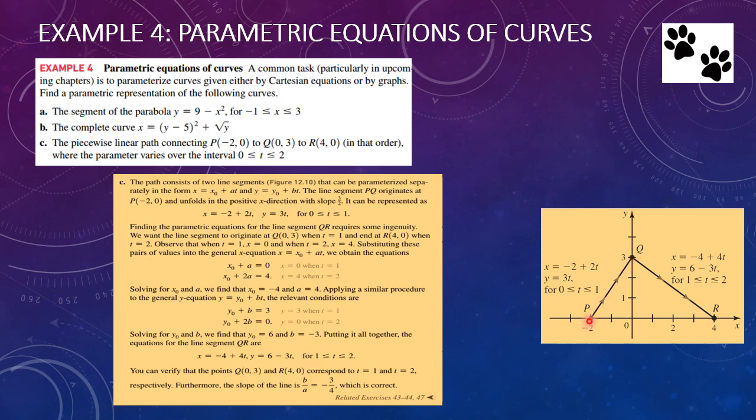So while the first equation was simple because we were starting at 0 for t, for the second one we had to adjust our values using the relationship between t and x and t and y, knowing that we're going from t equals 0 to 1 to 2. Okay, you can verify that the points Q and R correspond to t equals 1 and t equals 2 respectively. Furthermore, the slope of the line is b over a, which is -3/4, which is correct as well, as you can see from these two equations.